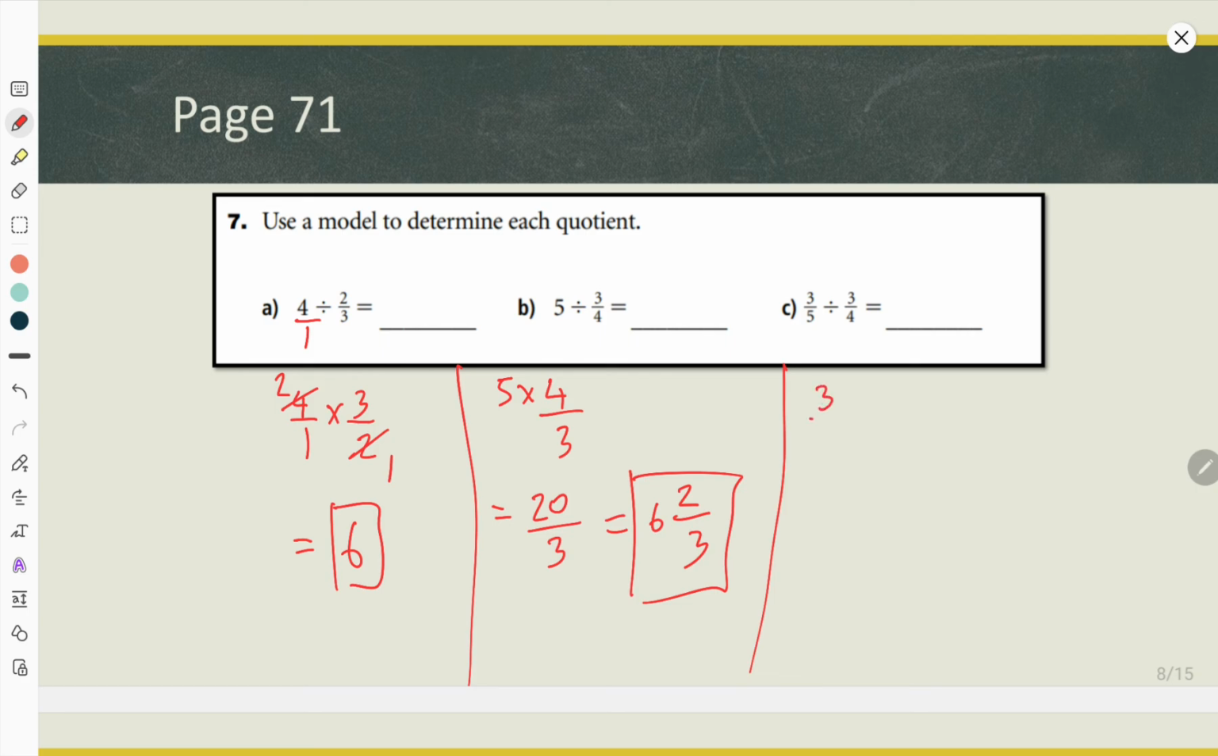Next one, 3/5 times 4/3. Yes, find the reciprocal, simplify, and our answer is 4 over 5.